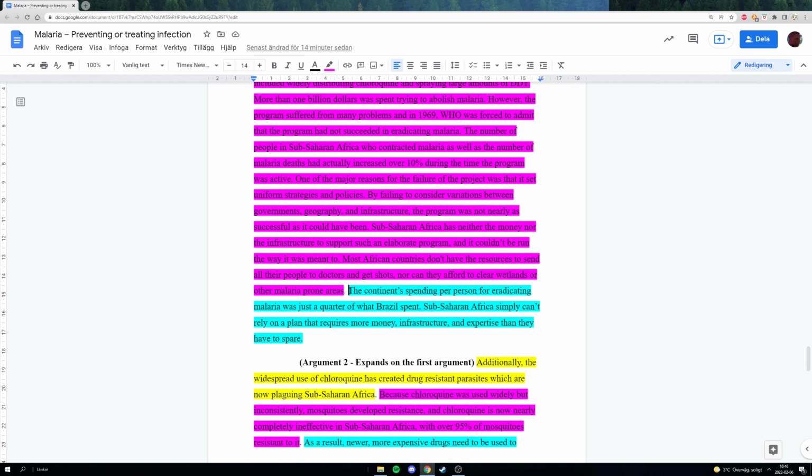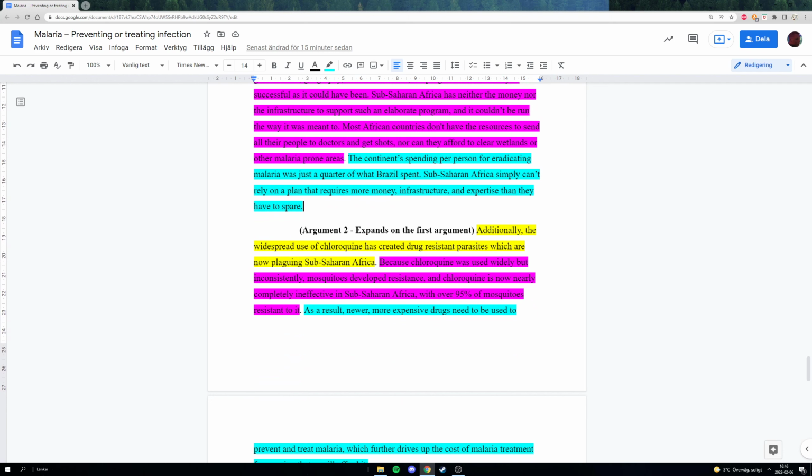And at the very bottom of this paragraph, you have the sort of conclusion of this argument that says, the continent's spending per person for eradicating malaria, which is a quarter of what Brazil spent. So basically, because of all of this, Sub-Saharan Africa simply can't rely on a plan that requires more money, infrastructure, and expertise than they have to spare. So this is sort of a counter-argument to their own, or rather, they somewhat introduce, here's just what not to do.